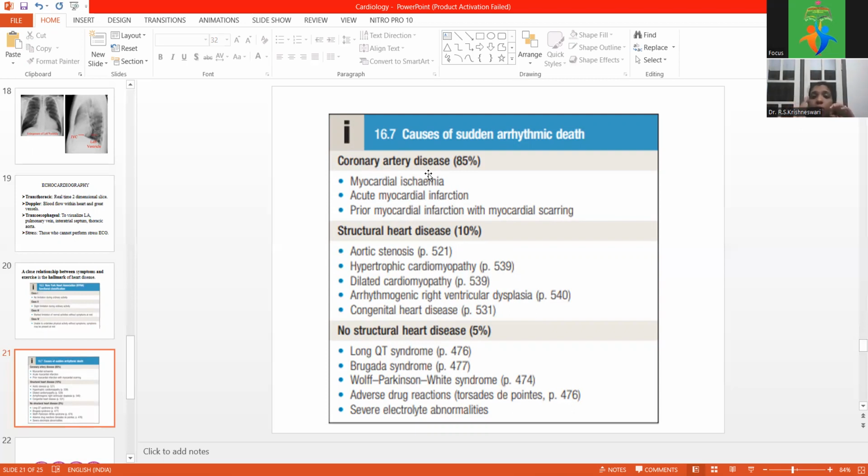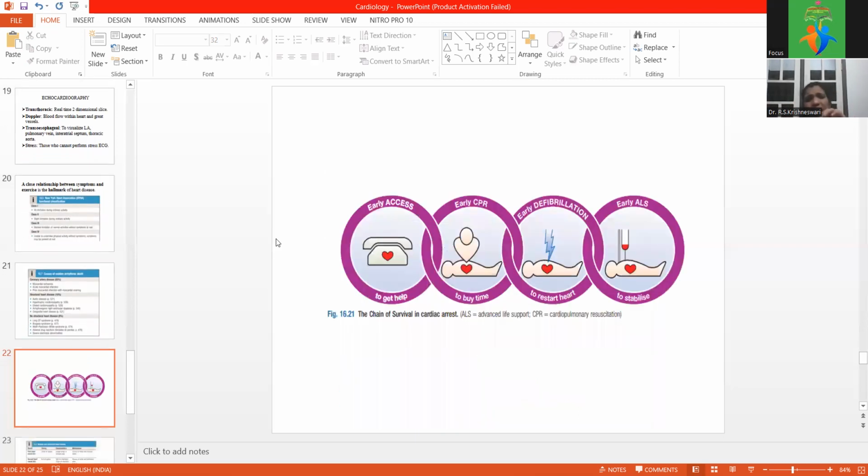When you see a question on arrhythmia, arrhythmic death or cardiac arrest, the important cause is nothing other than coronary artery disease. Whether or not structural heart disease is present, please keep in mind coronary artery disease. It is the prime cause of sudden arrhythmic death. Now this is regarding CPR. Sometimes they may ask in CPR, what is the ratio of respiration to cardiac compression?